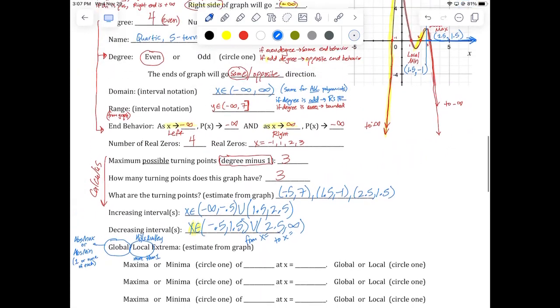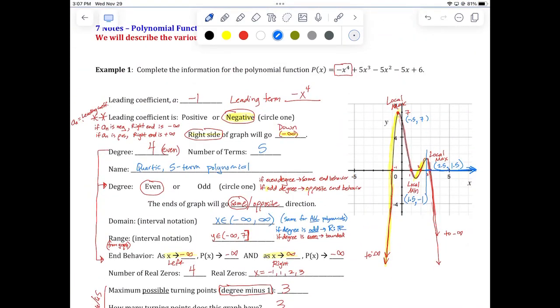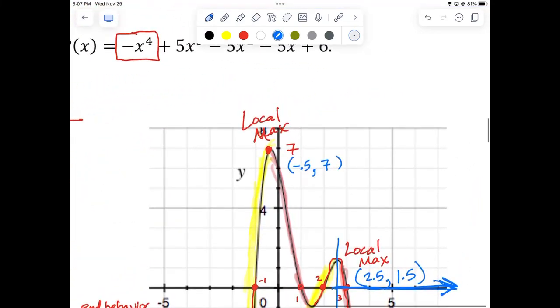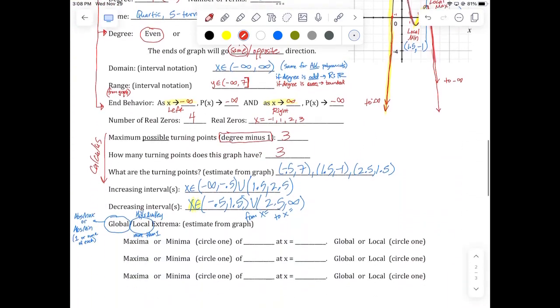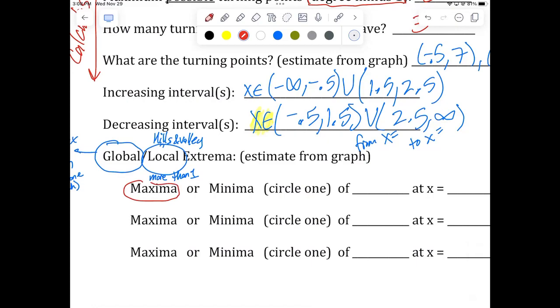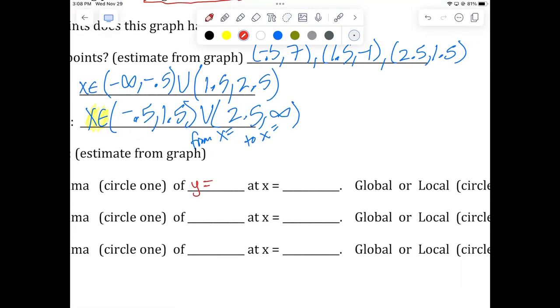All right, so let's look at the absolute maximum first. What is the absolute biggest y value on this entire graph? 7. So 7, which we already said was the local max, is also the global max. There's no y value bigger than 7. So 7 is not only the governor of the state, he's the mayor of Austin as well, okay, because he's also a local max. So we'll go ahead and say that we have a maximum of y equals 7 at x equals -0.5, and it's a global max.